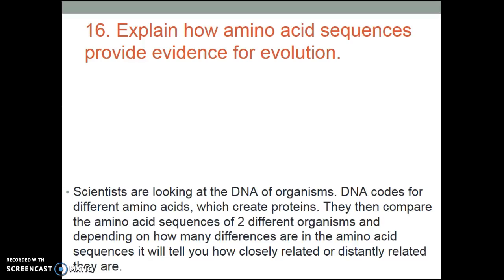And then the amino acid sequences providing evidence for evolution, those are going to be comparing the DNA or amino acids between two organisms, looking for those differences. The closer in relationship, the fewer differences you're going to see. More differences are going to be further apart in relationship.